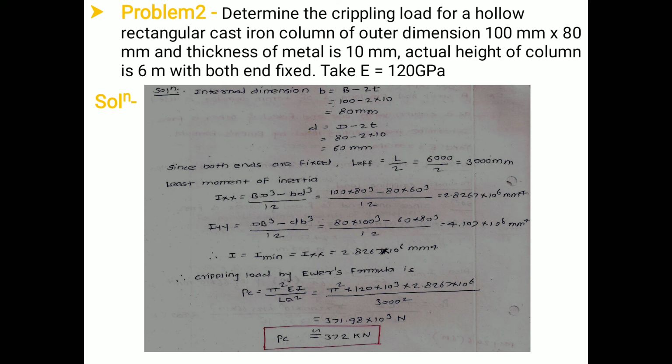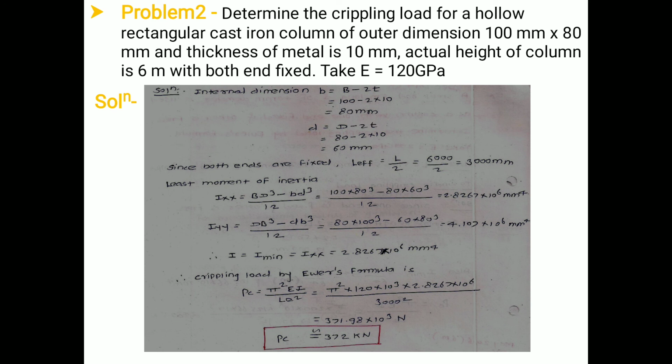Okay. So first of all, we will find out the internal dimension of the hollow cast iron column, because those dimensions are the external dimension and the thickness is 10 mm. So once we know the value of external dimension and the thickness, we can easily find out the value of internal dimension, and it is given by small b, which is the width of the column, equal to capital B minus twice t. Okay, so the capital B is nothing but 100 minus twice t, which is 2 into 10. Therefore we have the internal width, which is 80 mm.